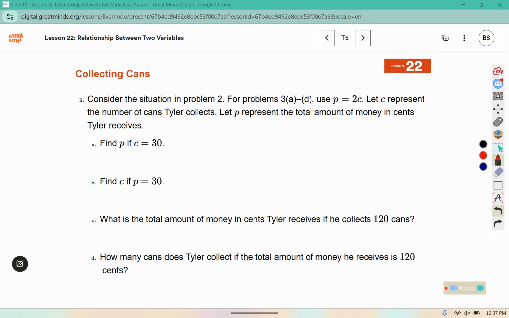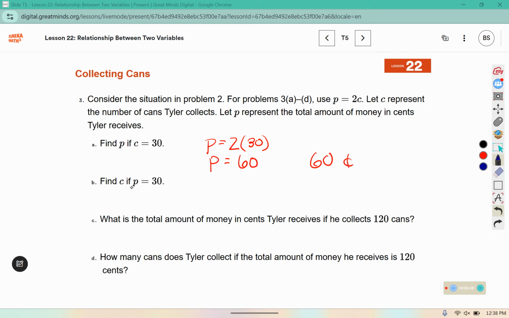So we are going to solve for P when C is 30. So we're replacing the C with the number 30. Remember, we wouldn't just write a 30 next to it because then it looks like 230. We want to use parentheses or a dot to indicate that there's multiplication happening between the number 2 and the variable C. Well, P is a variable and 2 and 30 are both numbers, so they're already on the correct side. 2 times 30 is 60. So he would earn 60 cents.